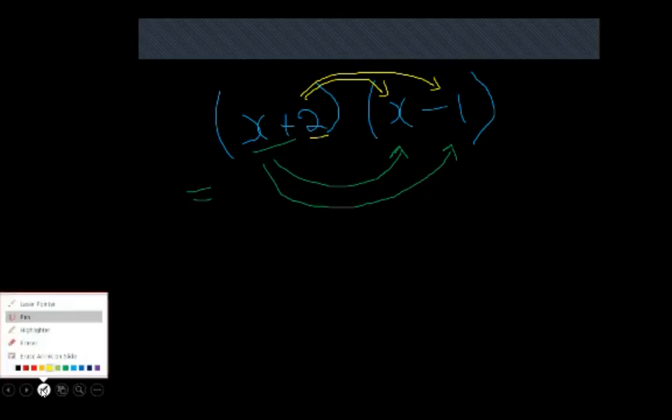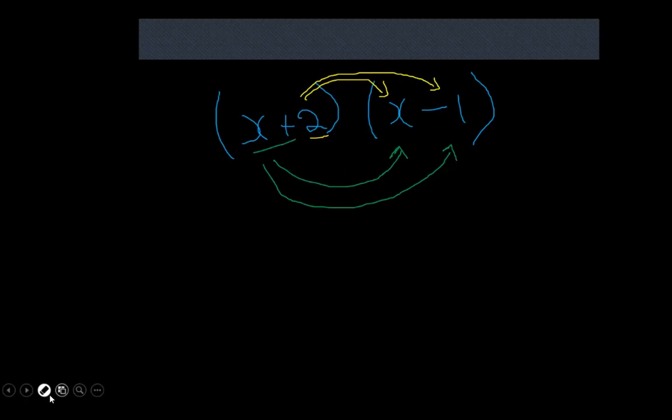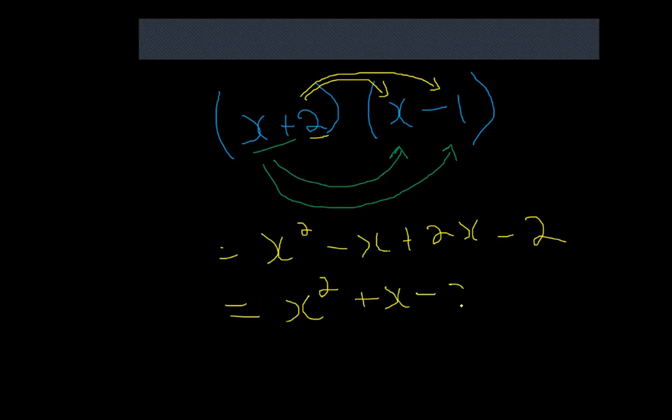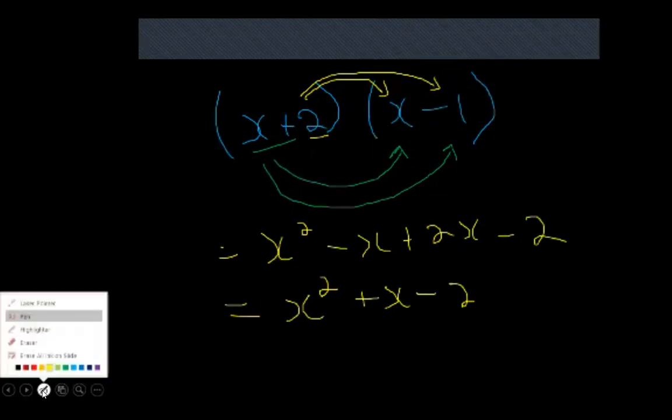So if I had to expand these brackets here, I would say, x by x, that's x squared. X times -1, that's minus x. 2 times x, that's plus 2x. And then 2 times -1 is -2. But of course, I know these two are like terms. So I end up with x squared plus x minus 2. Same thing you're doing here. Same concept. It's just more terms that you're using, right?